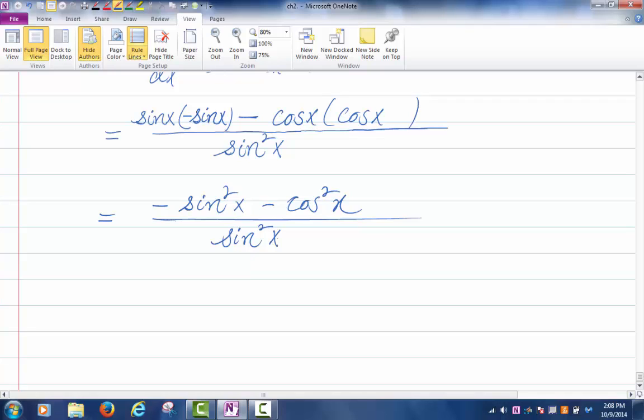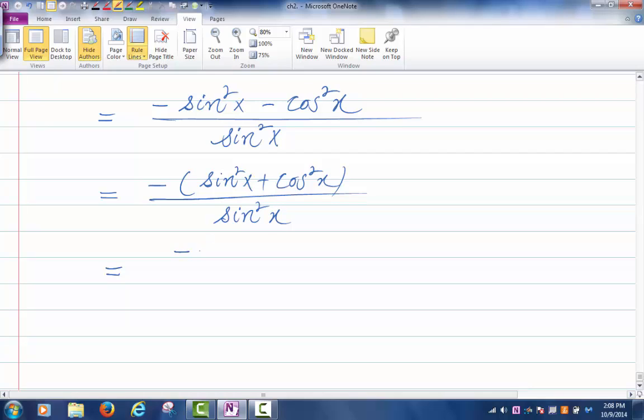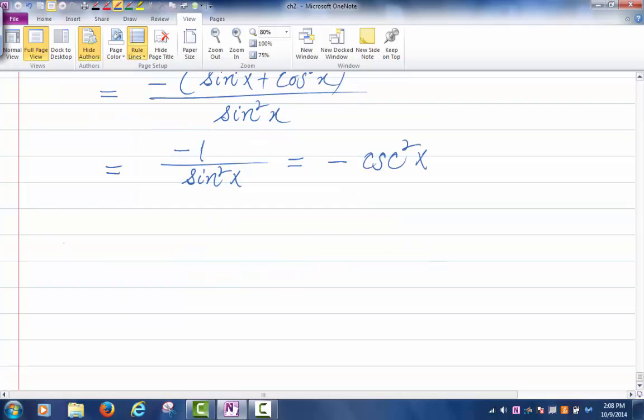Everybody realizes that the top is actually negative 1. Why? Yeah, it is negative sine squared x plus cosine squared x over sine squared x, which is, we know that sine squared plus cosine squared is 1. So I get this. And that is equal to what? Yeah, 1 over sine is cosecant, so this would be cosecant squared of x. Alright, so what is our formula number 5?